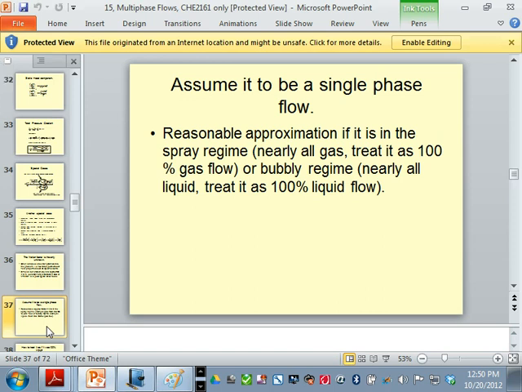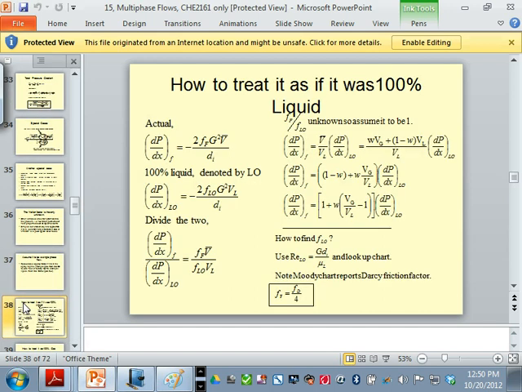We first assume it to be single phase. If we assume it to be 100% liquid, we can find the pressure drop for the case when it's 100% liquid only, the subscript LO. We do that the same way that we did for the pipe flow.